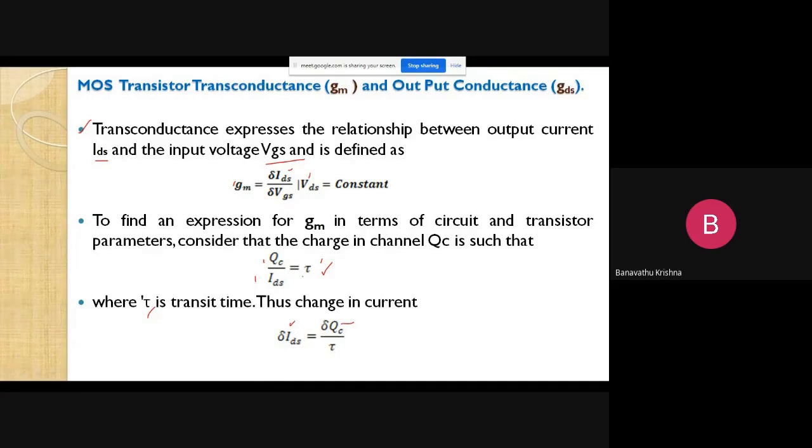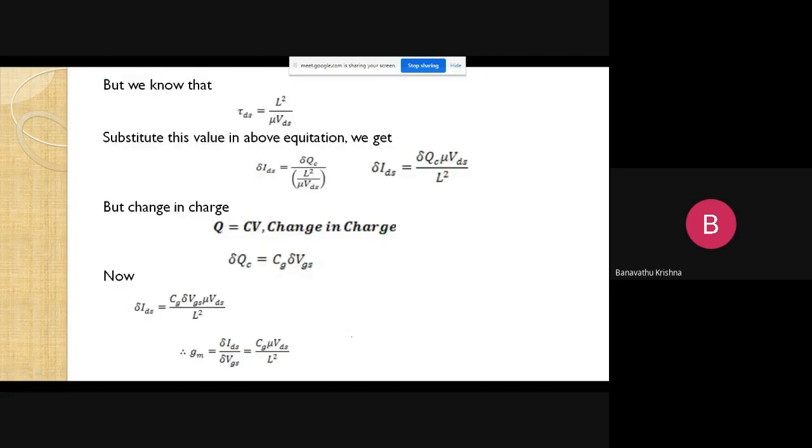So from this equation it can be modified as: the change in current, delta IDS, equal to delta QC by tau, right? But we know that the transition time equals L square by mu VDS. This is from the previous class, the relationship between IDS versus VDS, that is the transition time from source to drain.